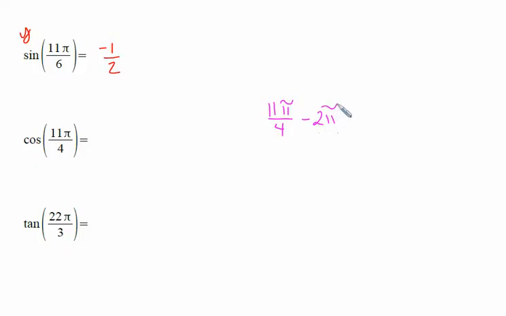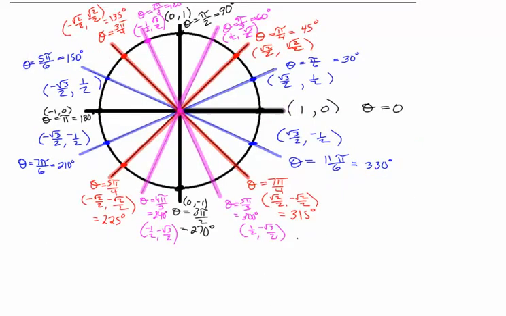We want this to get smaller, so we're going to subtract 2 pi. Now really what we're doing is ignoring the pi. We're going to leave the pi in the answer, but we're thinking 11 fourths minus 2, which is really 11 fourths minus 8 fourths, and that's going to be 3 fourths. So 11 pi over 4 is coterminal to an angle of 3 pi over 4. That's what we're going to care about on the unit circle.